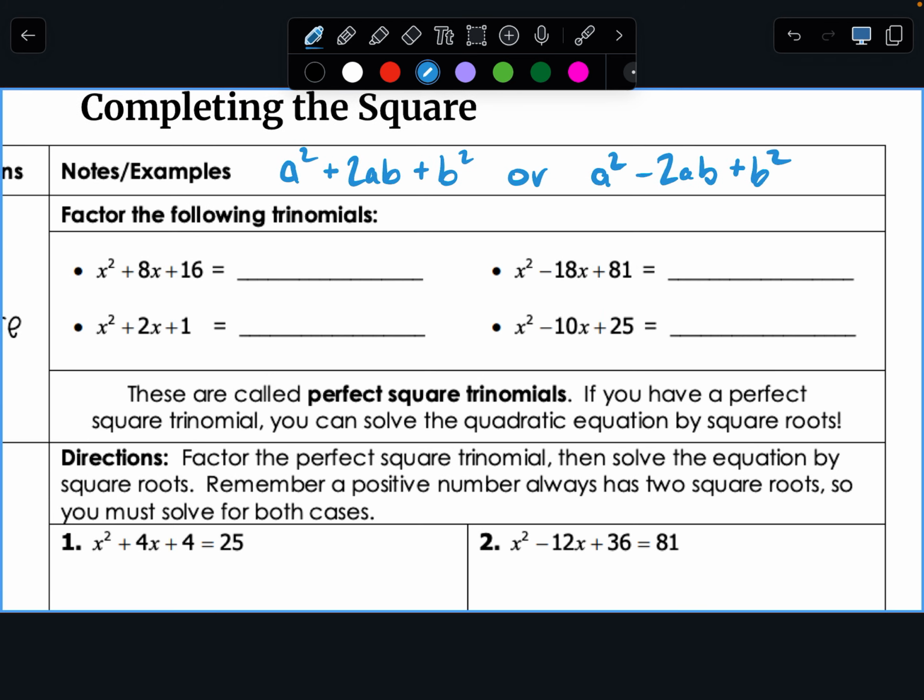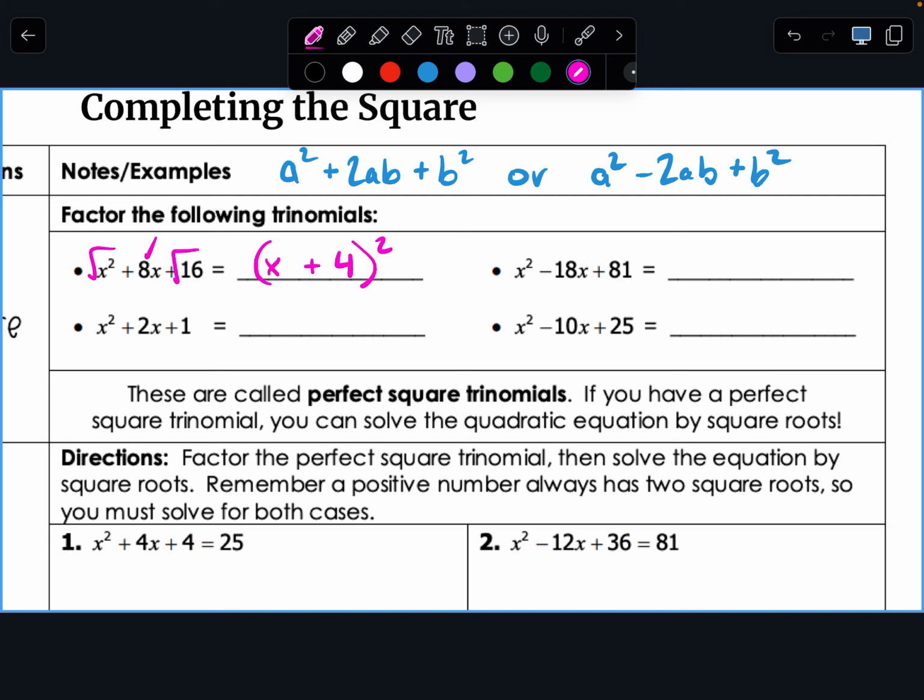Looking at these examples, the first one on the top left, if I wanted to find a and b, I could take the square root of the first term and the square root of the last term, which gives me x and 4. To double check that it is a perfect square trinomial, I take 2 times x times 4, which gives me 8x, my middle term. So I can factor it like so, x plus 4 squared. It's just a perfect square. We have a plus sign because the 8x is positive.